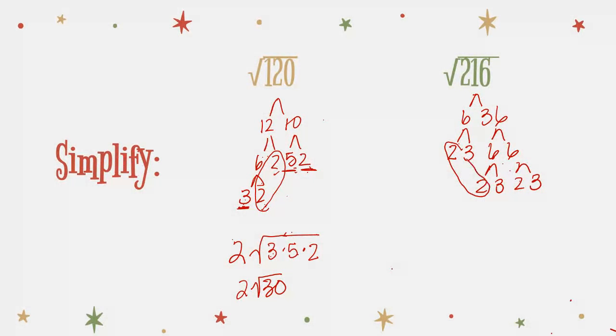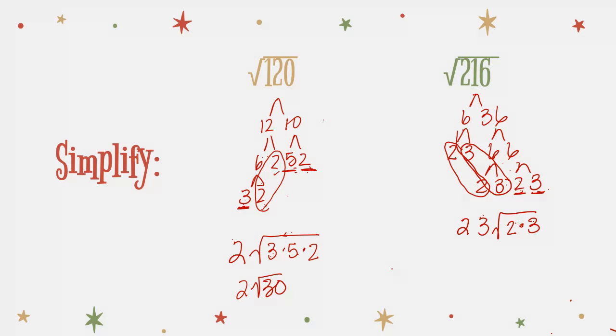So this time I have a pair of 2s that are going to be outside, and I have a pair of 3s that are going to be outside. I have a leftover 2 and a leftover 3, which are sad because they don't have a pair. They're going to stay inside.